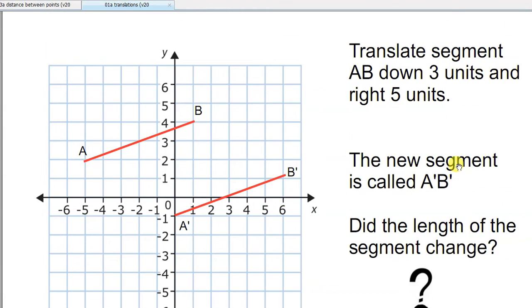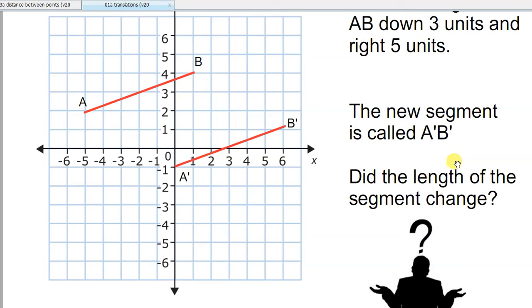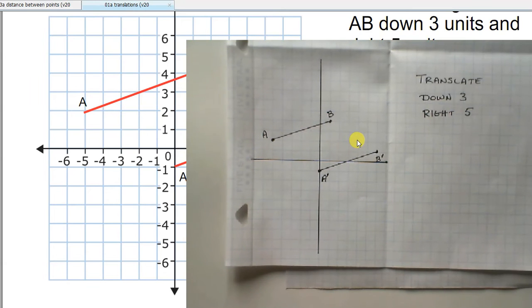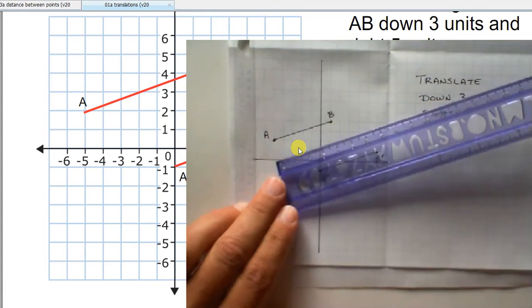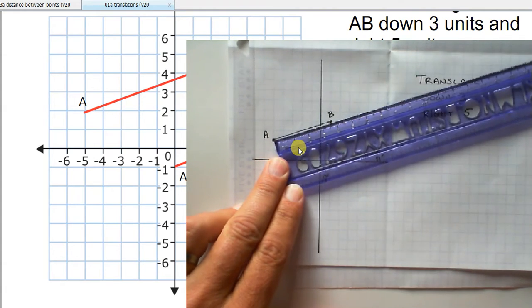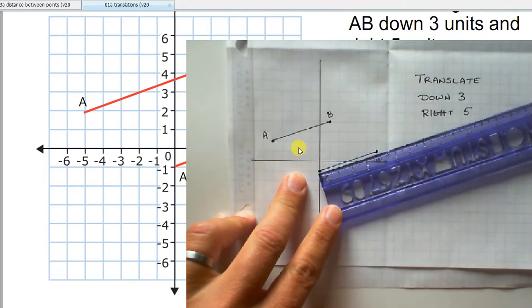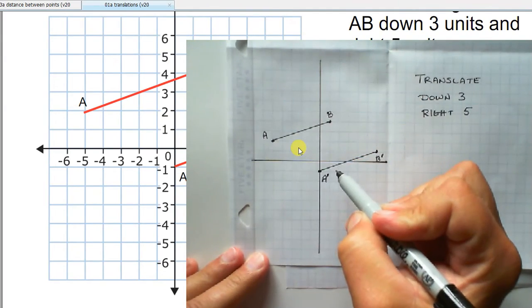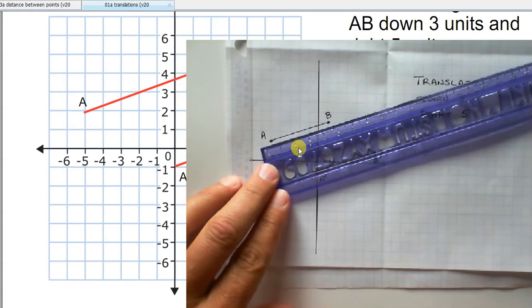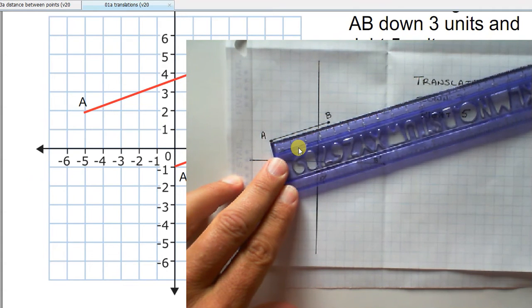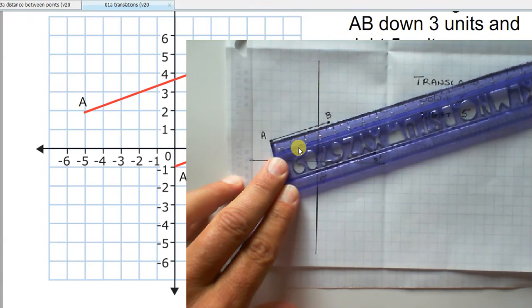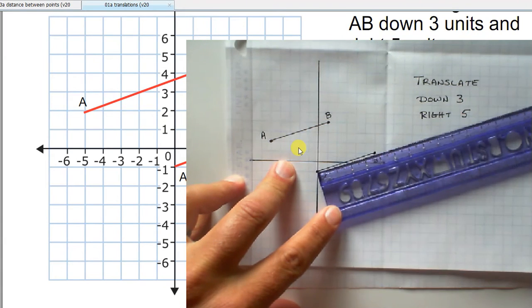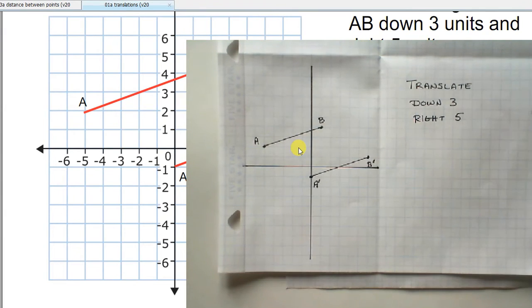A prime, B prime. Did the length of that segment change? Once I moved it, did it actually change the length of the segment? No, this segment is still the same length. If I use this ruler, it used to be about 3.5 centimeters, and now it is, did I mess it up? Or am I just not reading it correctly? It used to be a little bit more than 3.5, and now it is a little bit more than 3.5. Okay, so it did not change its length.